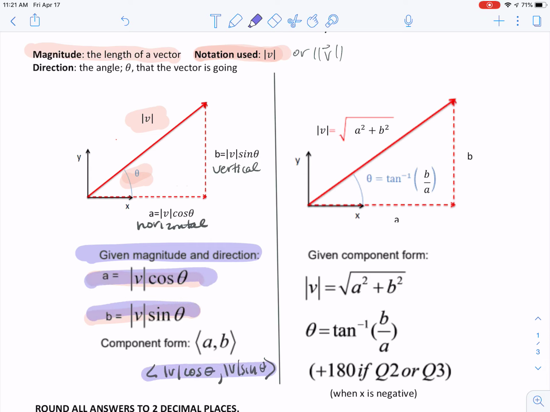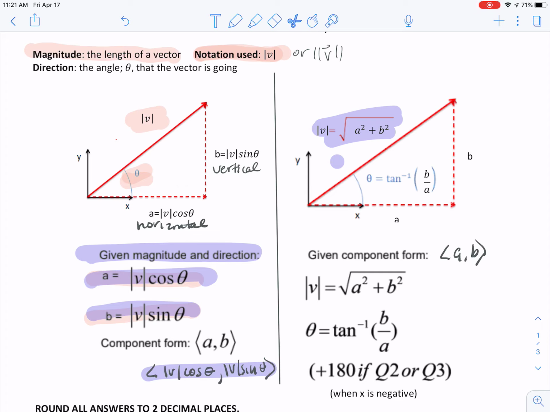Now on the right side over here, we're going to be given the A and the B. So you know the components. So this is given the component form A, comma, B. You want to find the magnitude. To find the magnitude, you do the Pythagorean theorem: square root of a squared plus b squared. That's just using the Pythagorean theorem.